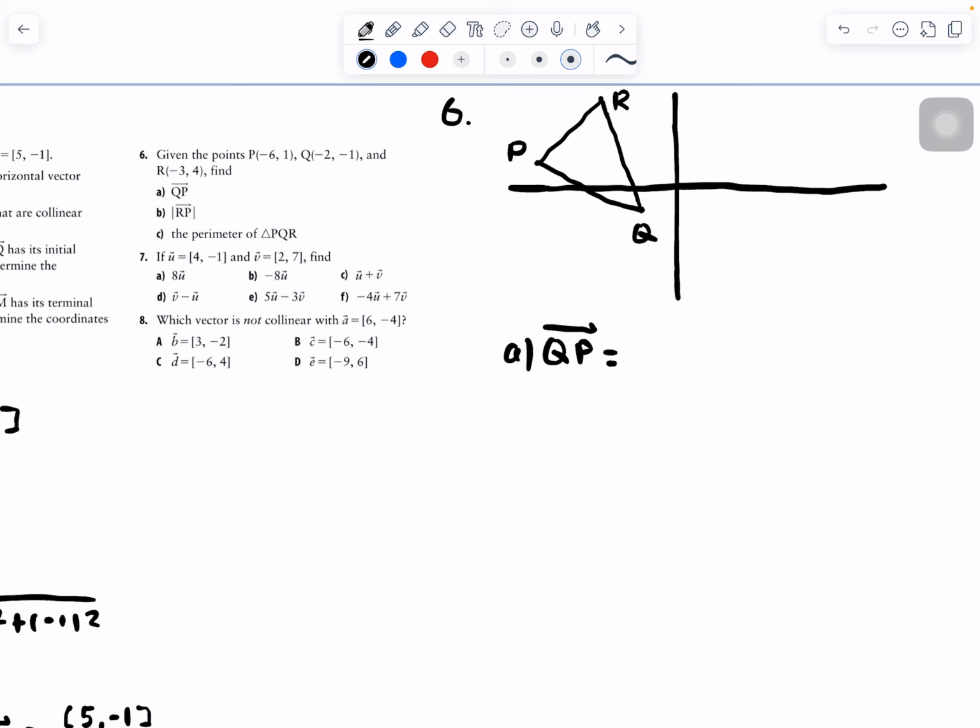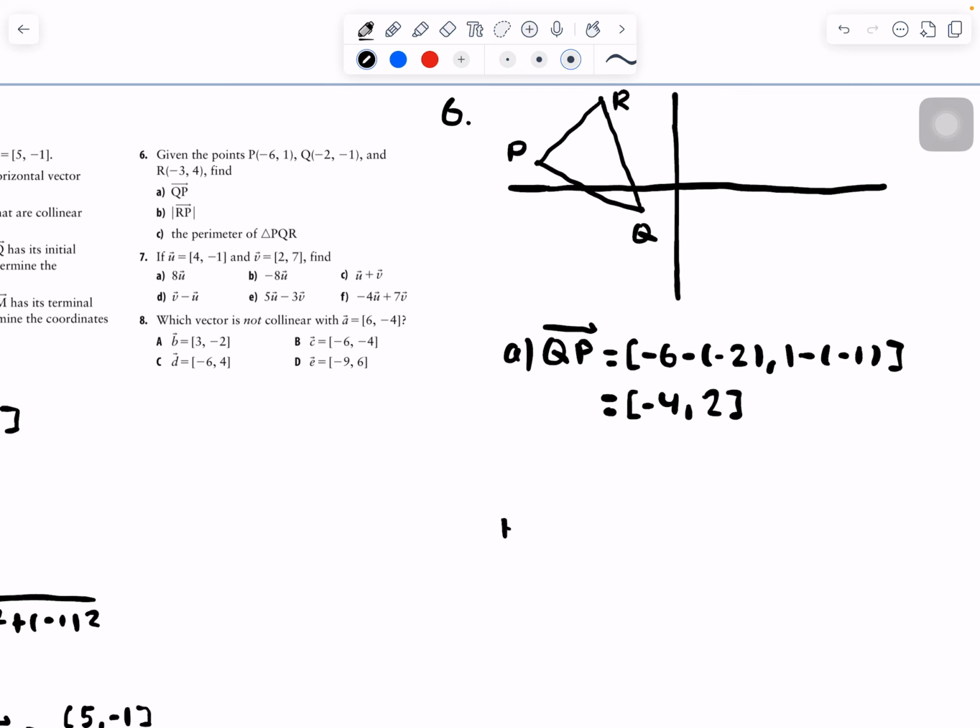QP equals, we're going to have QP. So we have -6 minus -2, and then 1 minus -1. And that's equal to -6 minus -2 is -4, 1 minus -1, that's 2. Okay.